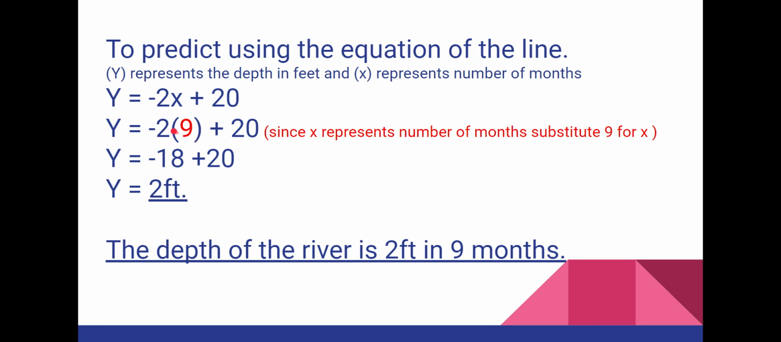According to the order of operations, you multiply before you add. So I'm going to multiply -2 times 9, which is -18, and then add 20 to it, and it gives me 2 feet. So the depth of the river is 2 feet in 9 months.